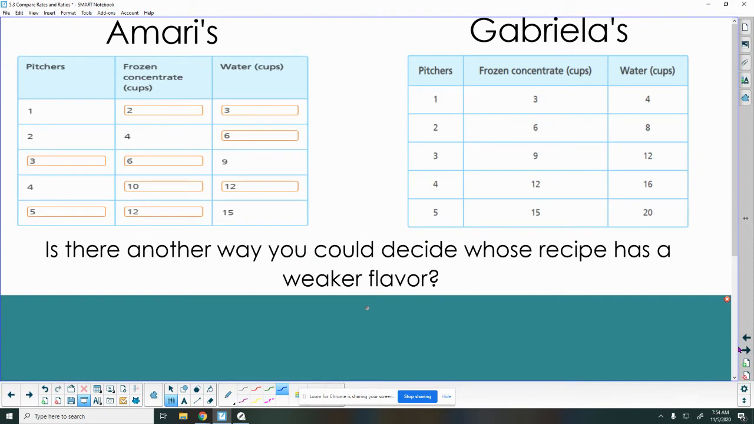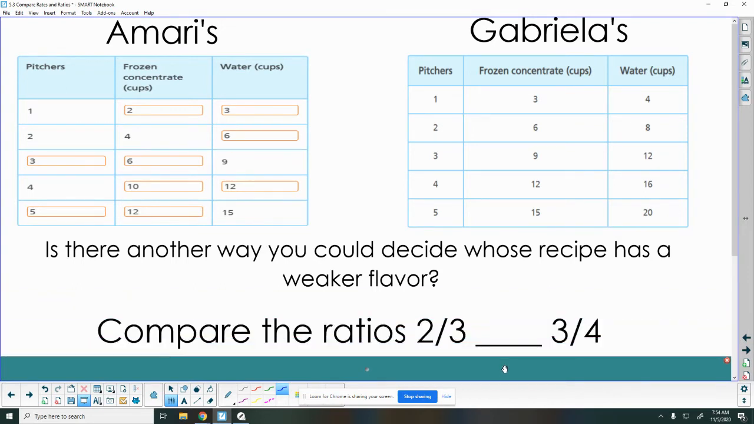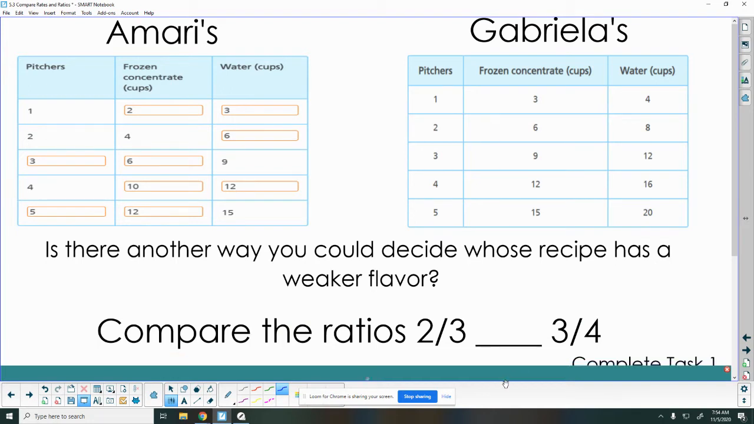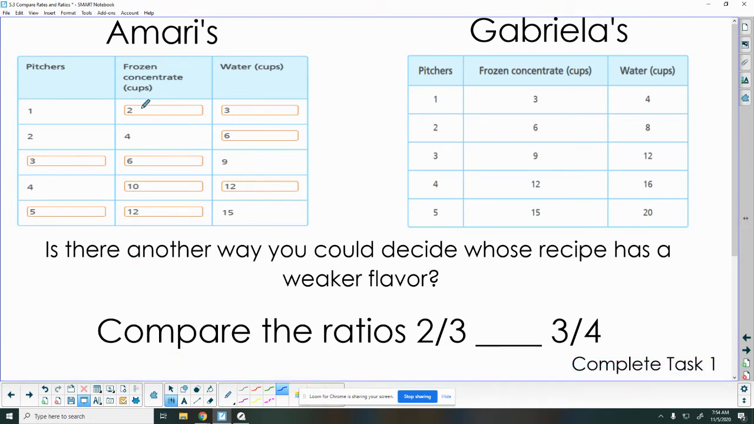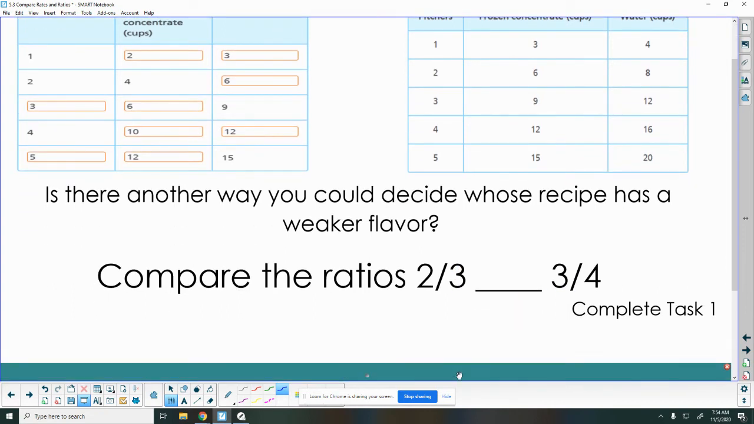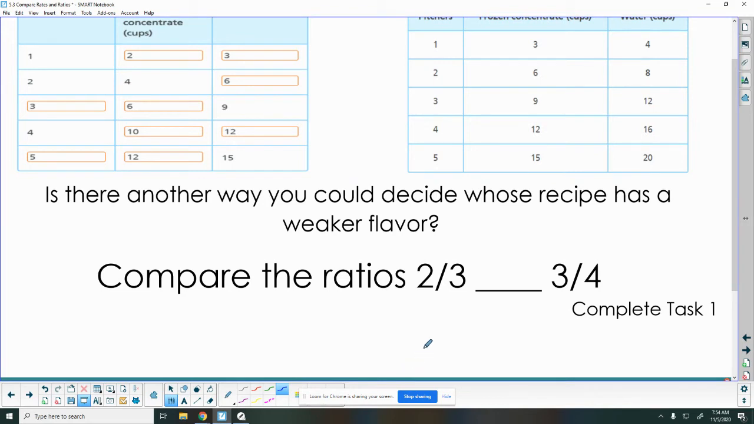So is there another way we could decide whose recipe has a weaker flavor? So there is. We could actually just compare the ratios here. So Amari's was 2 cups of orange juice to 3 cups of water. And Gabriella's was 3 cups of orange juice to 4 cups of water. So we've written these ratios here. And now we need to compare them. So there are lots of ways we could compare these fractions. We could turn them into common denominators, or I could also turn them into decimals.